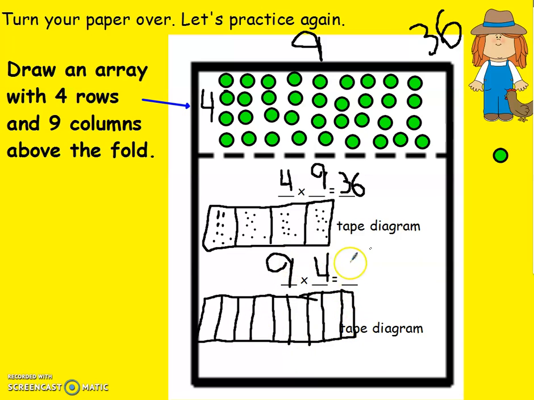And how many are in the 9 groups? How many do we have in each? Yeah, 4. So 1, 2, 3, 4 in each of the 9 groups. The last one's kind of messed up because I did it on top of the tape diagram. So if we know 4 times 9 equals 36, well then what's 9 times 4? Yeah, it's the exact same thing.